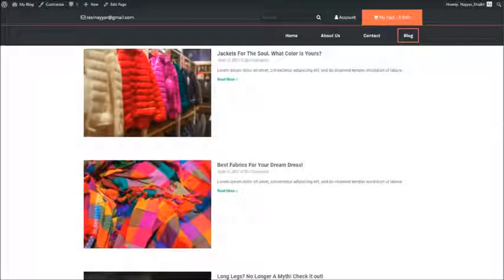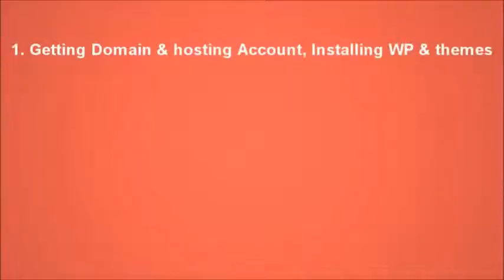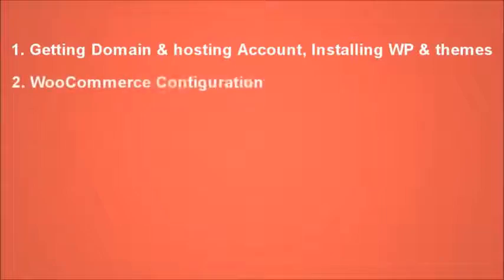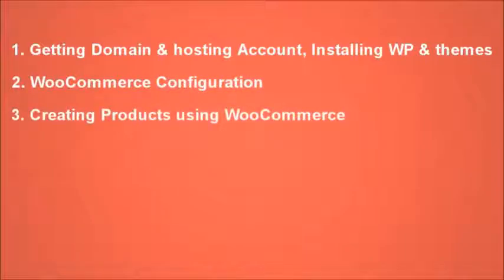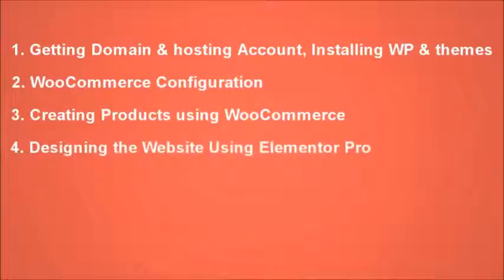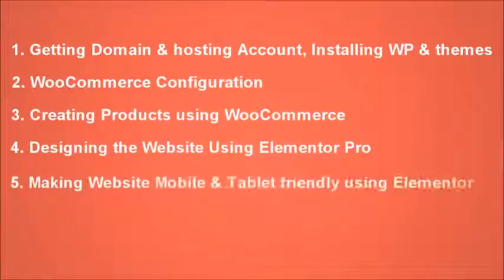Alright guys, so this was a very short demo of the website which we have created. I have divided this video into 5 different sections. In the first section, we'll see some basic things like getting a domain name, a hosting account, how to install WordPress themes and plugins. In the second section, we'll see all the WooCommerce setting, how to create coupons and so on. In the third section, we'll see how to create products using WooCommerce plugin. In the fourth section, we'll see how to design the website. So every design which you see, the menu, everything over here, we'll see that in the fourth section. And in the last section, we'll see how to make this website a mobile friendly, tablet friendly website.